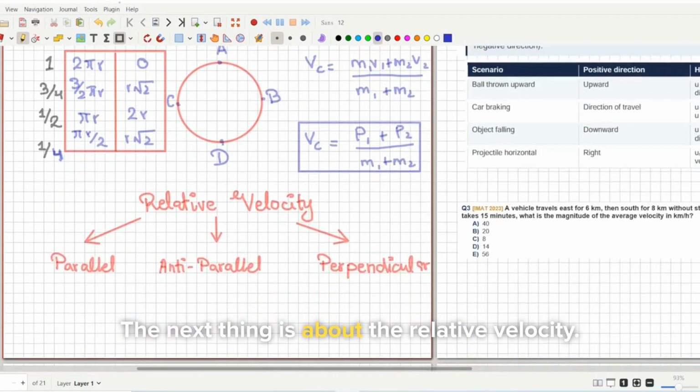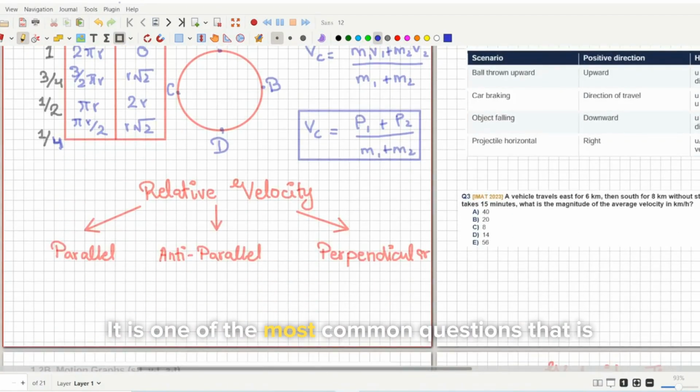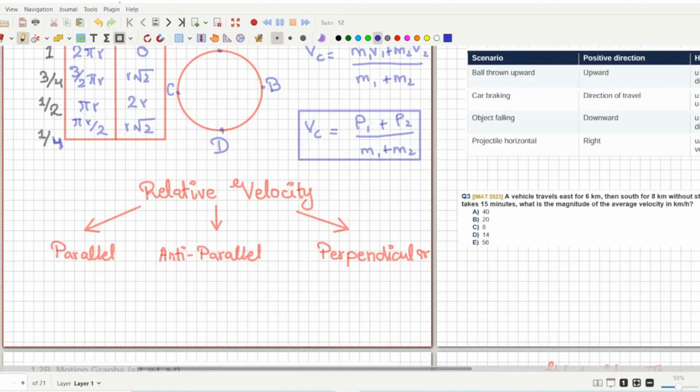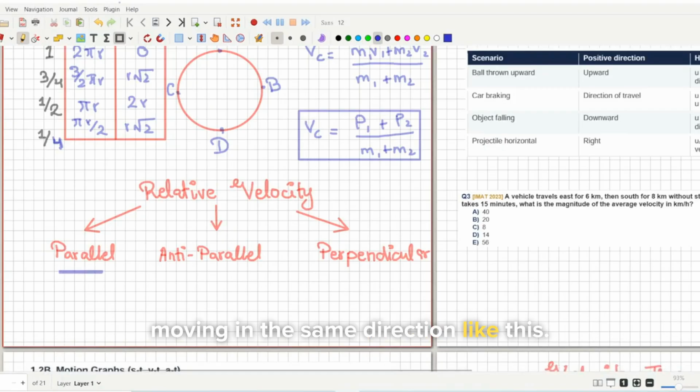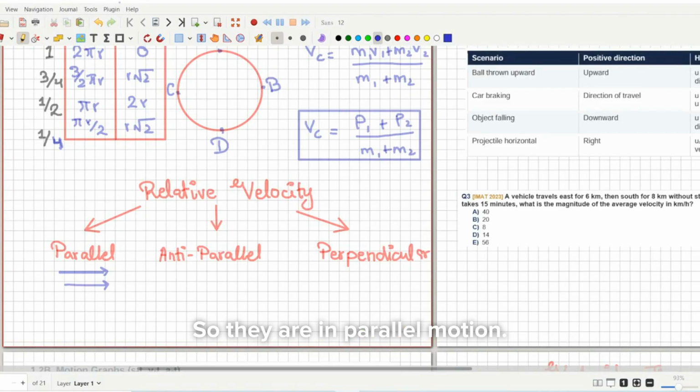The next thing is about relative velocity. It is one of the most common questions that is asked from this chapter, not just in IMAT but in all the exams that you can see for medical entrance exams. Relative velocity is one of the most important concepts. So for example, two people or two objects are moving in the same direction like this. This is object 1 and this is object 2. So they are in parallel motion.